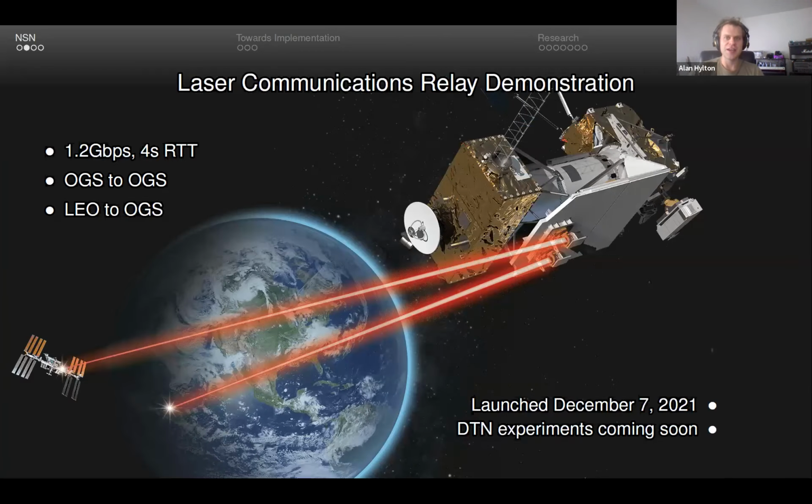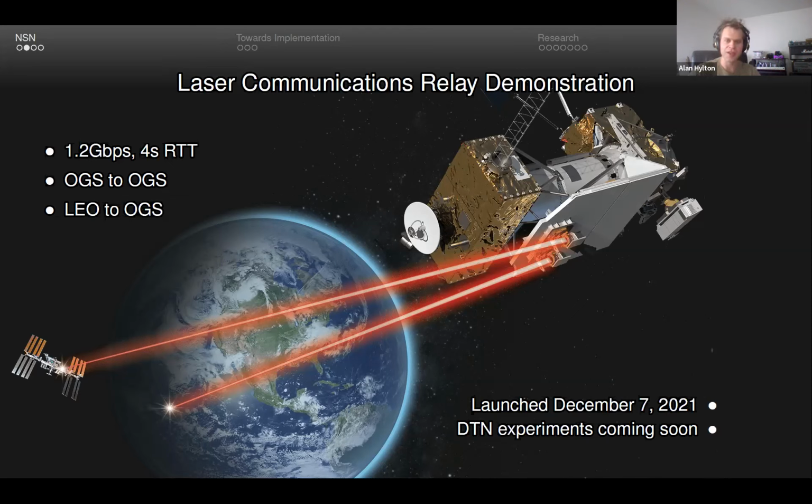Towards this is LCRD, our laser comm relay demo satellite that launched almost a year ago, and will provide a fast link, about 1.2 gigabits per second. It's a slow link, too, with a 4-second round trip time, and it takes us from optical ground stations, other optical ground stations on the Earth, or perhaps from LEO satellites such as this one on the left, to the ground. And for us, it's also a platform that will enable greater scales and speeds, and also integration paths for DTN.